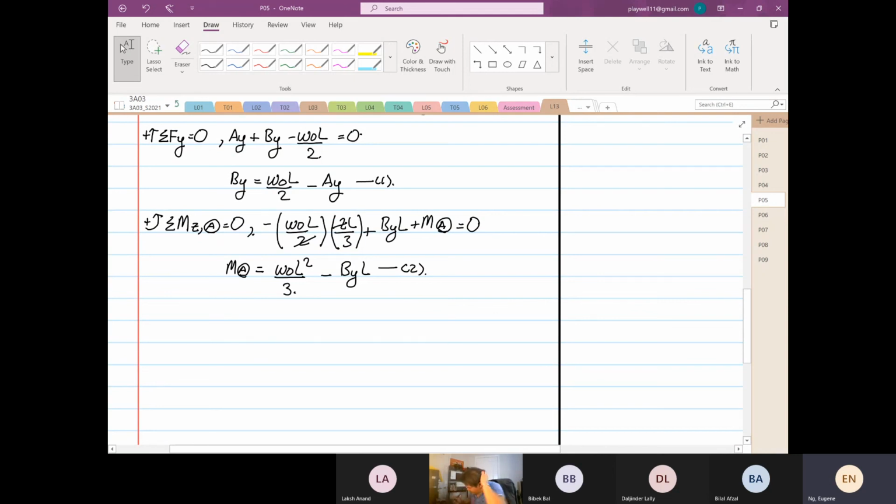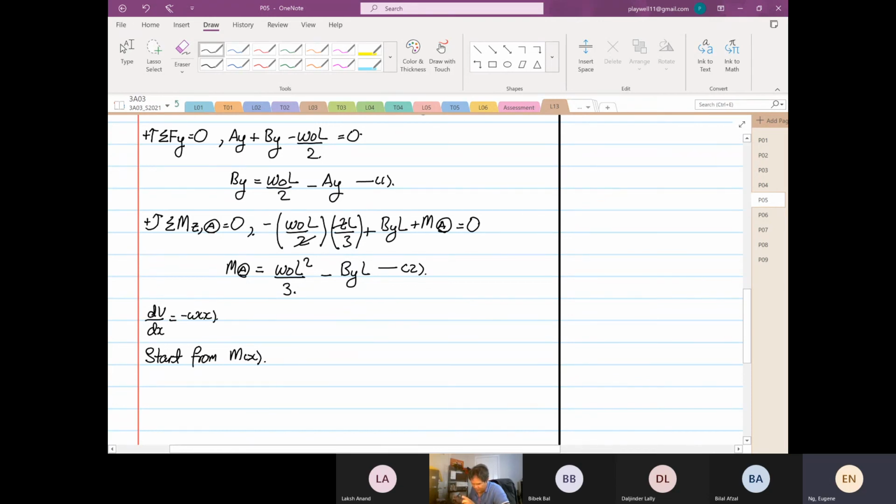Let me elaborate what I mean by we can start. We are not going to start from dv over dx is equal to minus omega x, because we can start forming the equation. We are going to start from moment as a function of x.